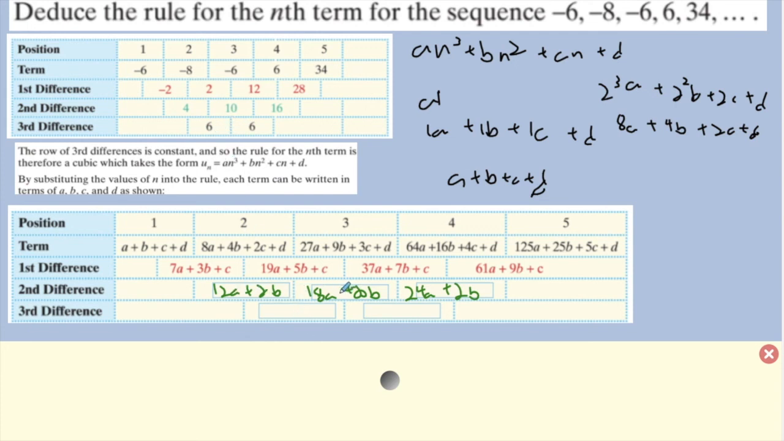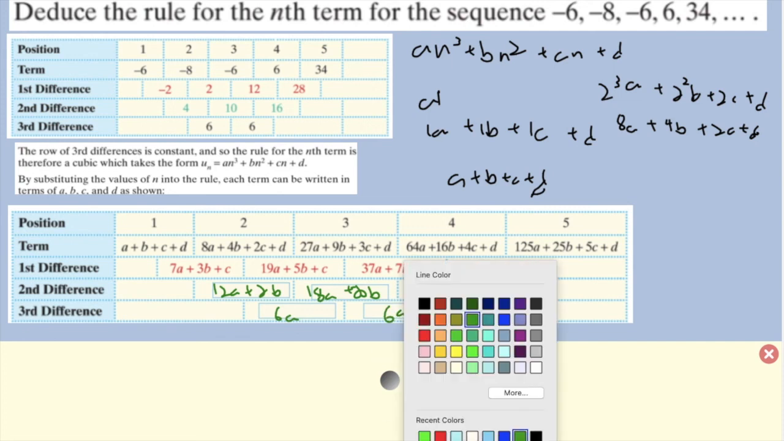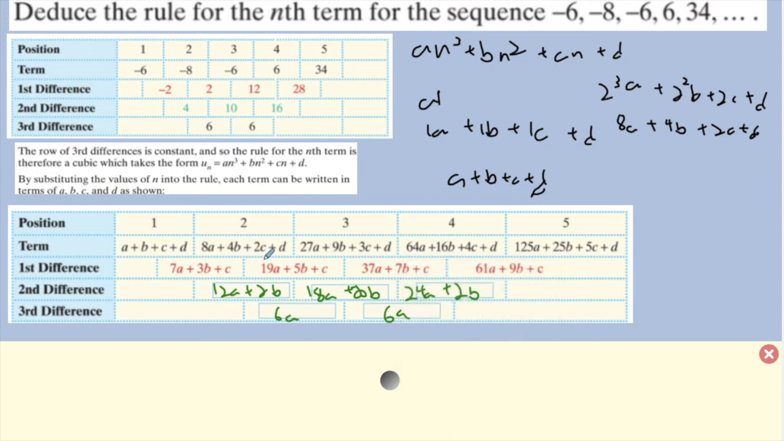18a plus 2b minus 2b, well, the b's cancel out. 18a minus 12a is 6a, and the same thing over here, 6a. Okay, I'll write that in black for us just so we're consistent with up here. 6a and 6a. All right, now comes to plugging things in.